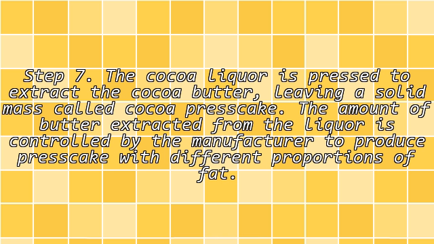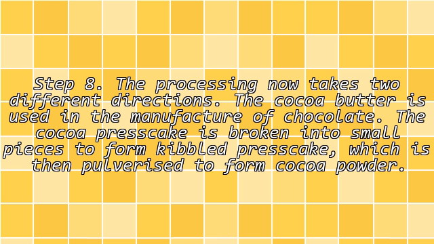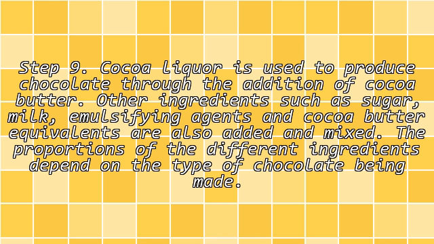Step 7. The cocoa liquor is pressed to extract the cocoa butter, leaving a solid mass, called cocoa press cake. The amount of butter extracted from the liquor is controlled by the manufacturer to produce press cake with different proportions of fat. Step 8. The processing now takes two different directions. The cocoa butter is used in the manufacture of chocolate. The cocoa press cake is broken into small pieces to form kibbled press cake, which is then pulverized to form cocoa powder.